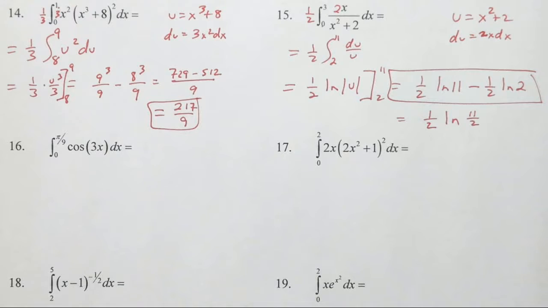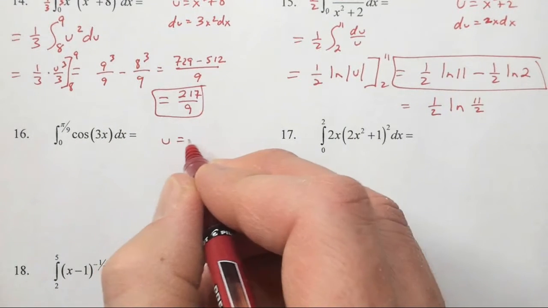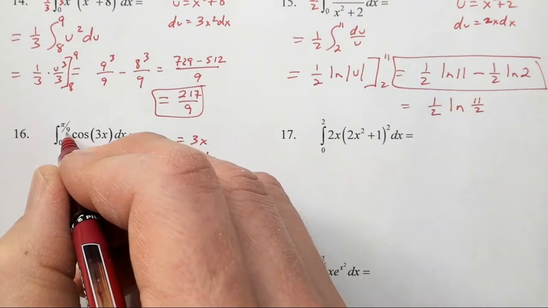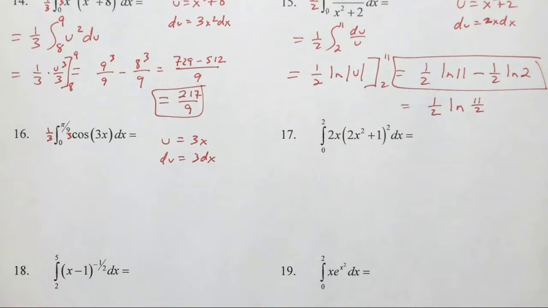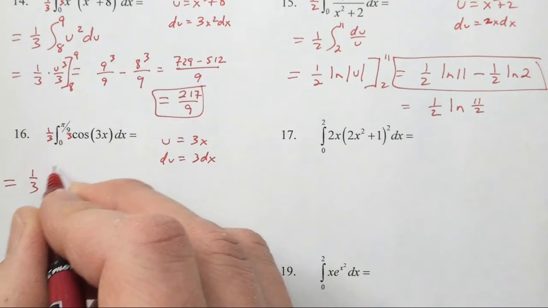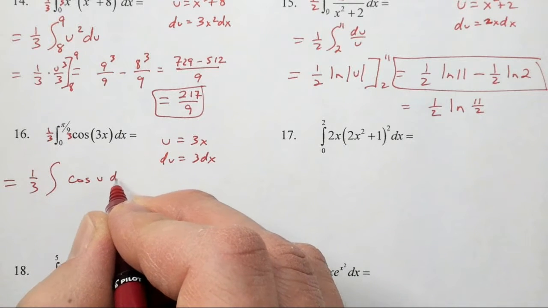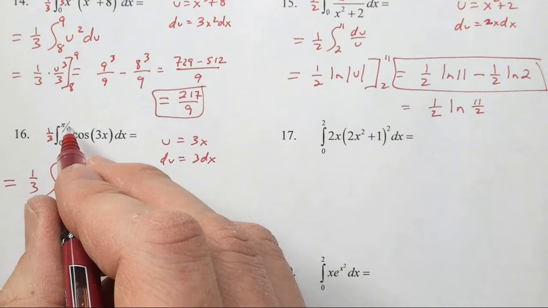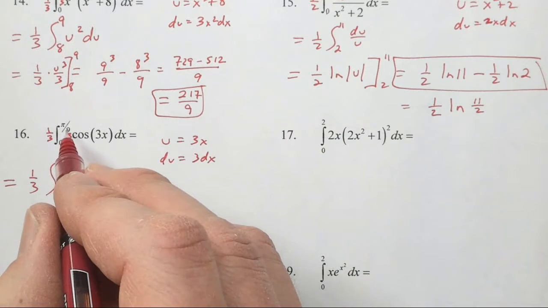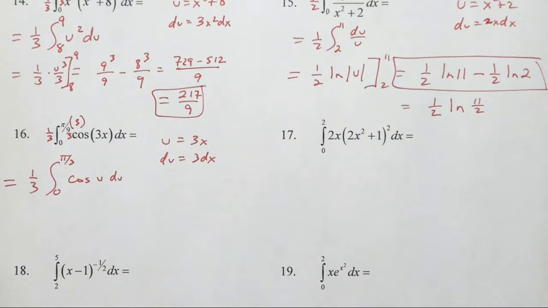Either one of those. For 16, u is equal to 3x, so du is equal to 3 dx. We need the 3, and there's the corresponding 1/3. So we have 1/3 the integral cosine u du. We have to triple our bounds. 0 tripled is 0. Pi over 9 times 3 gives us pi over 3.